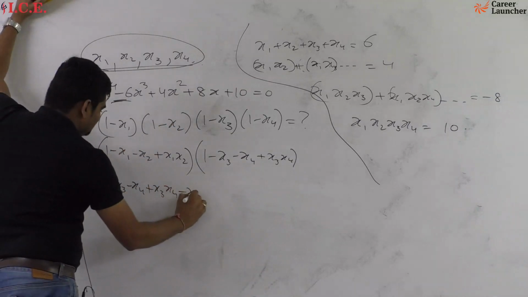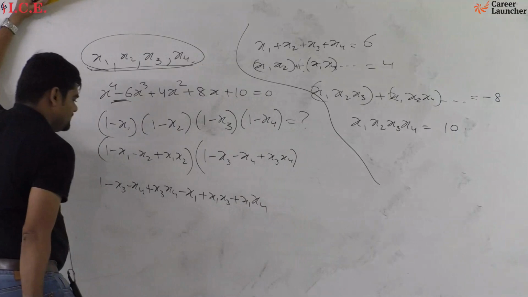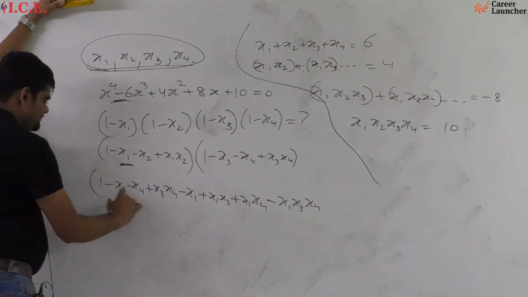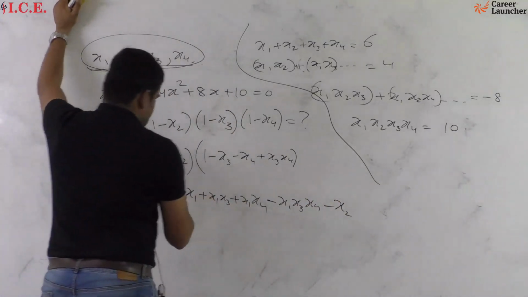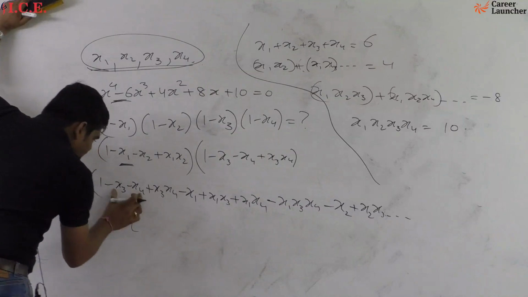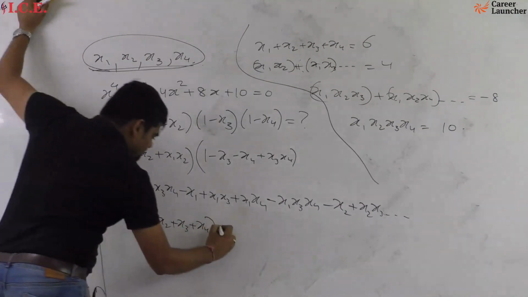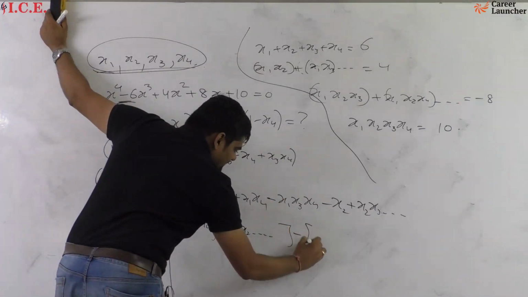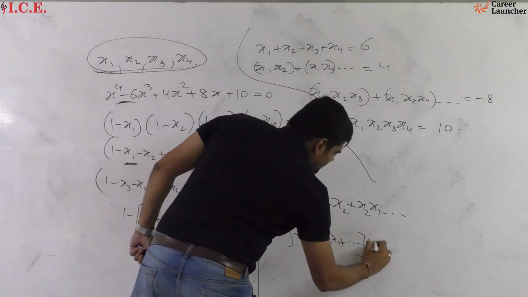Then minus x1 into this will be minus x1 plus x1 x3 plus x1 x4, minus x1 x3 x4, just multiplying x1 with all the four. Then minus x2 and plus x2 x3, and if you multiply all this, ultimately what you find is that it is 1 minus the individual sum, x1 plus x2 plus x3 plus x4, then plus x1 x2, all the doubles, are with plus, and all the triples are with minus. So minus x1 x2 x3, all the triples, and the final one will be plus x1 x2 x3 x4.